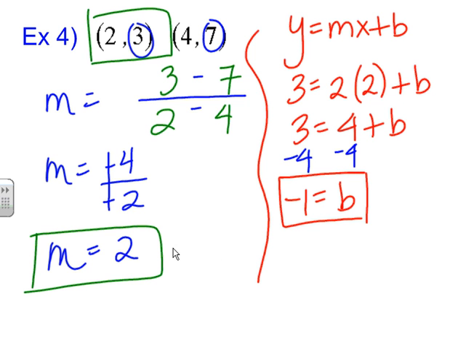Taking this information that the slope is 2 and the y-intercept is negative 1, I write my equation, y equals 2x minus 1. Hopefully this will help you be able to write equations when you don't have all the information.